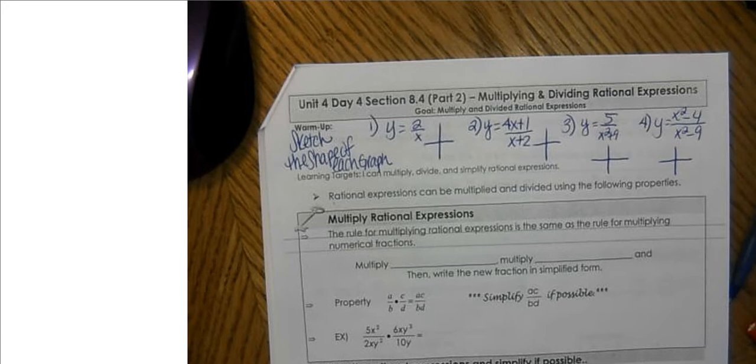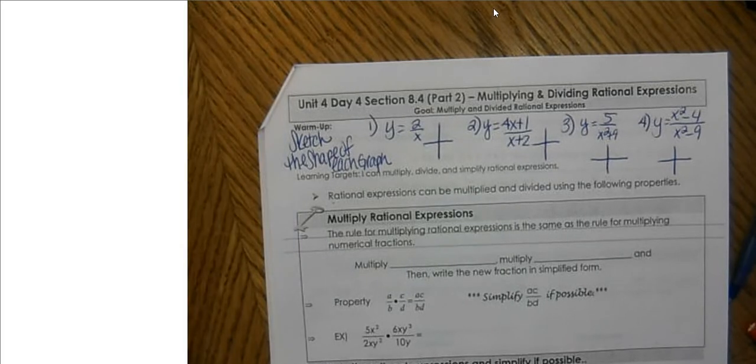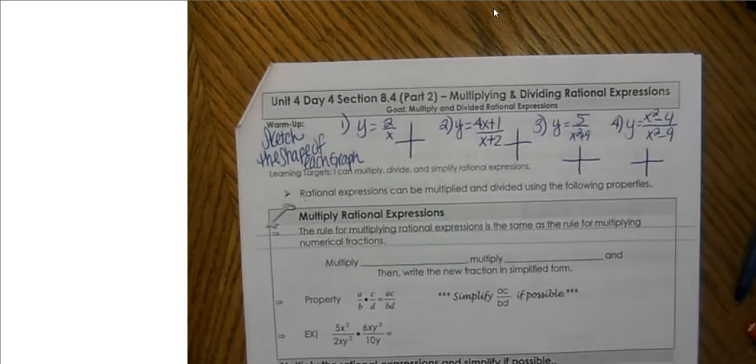We have y equals 2 over x, y equals (4x + 1) over (x + 2), y equals 5 over (x squared + 9), and y equals (x squared - 4) over (x squared - 9). Please take a few moments to try this problem on your own, and then when you have an answer, please restart the video and we will see how well you did.